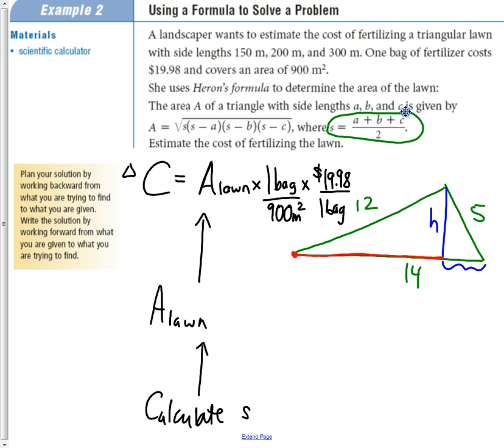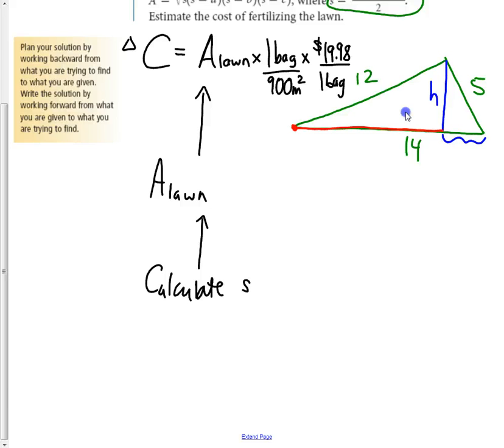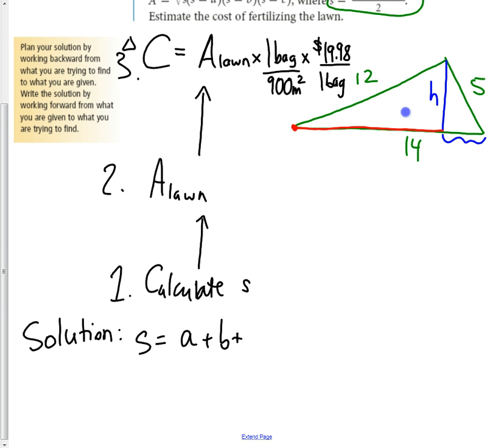Now when we actually execute these, the first thing we need to know is the side length. So we have 150, 200, and 300. So we can just use them as A, B, and C. So our solution is going to be step 1, step 2, and step 3. So step 1 is S equals, get the formula, A plus B plus C divided by 2.